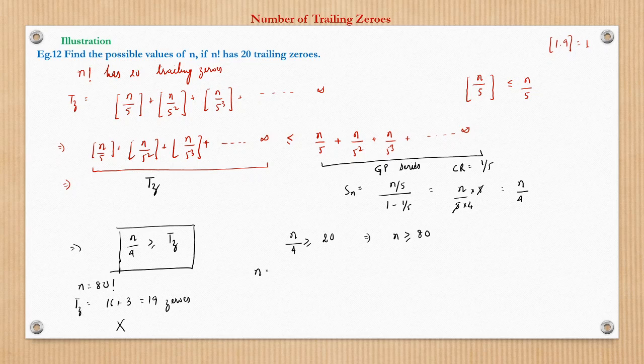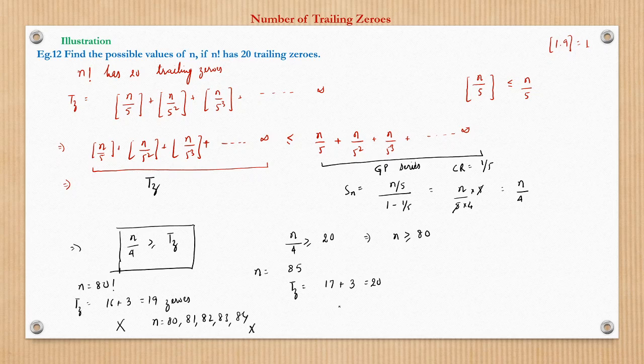Now since 80 is there, n is equal to 80, 81, 82, 83, 84, all have the same number of fives, so they will all have 19 zeros. So these cases we will not take. Now we will try with n is equal to 85. tz would be 85 by 5 is 17, 17 by 5 is 3, 3 by 5 is 0, so this becomes 20, and this is what is there in the question.